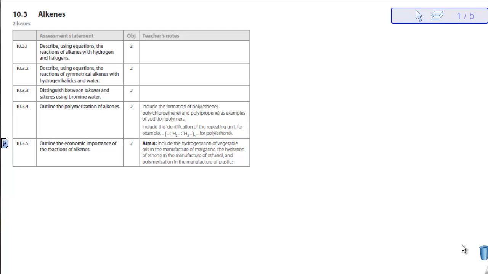Okay, welcome to this next installment of the IB Chemistry Standard Level Curriculum for Tracy High School. Today we're going to cover topic 10.3 of the IB rubric, which is covering the topic of alkenes. We're going to keep it fairly simple in this discussion.